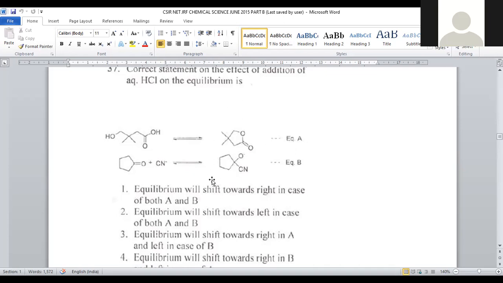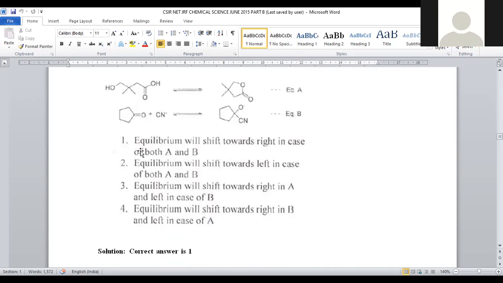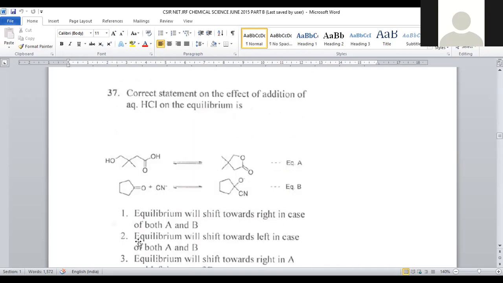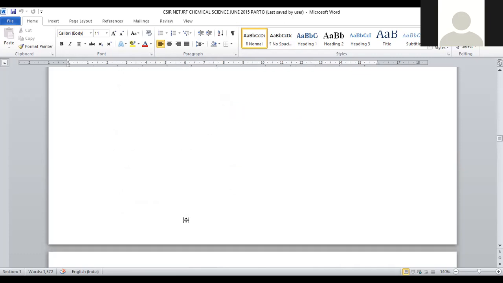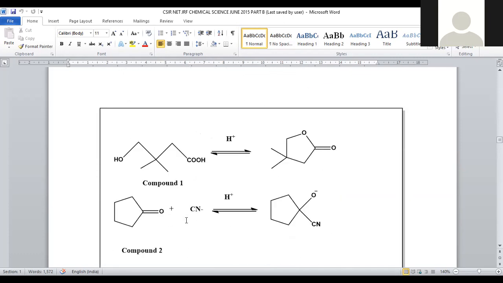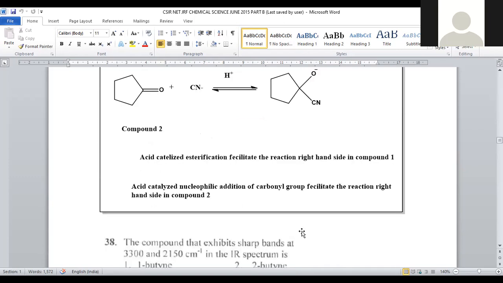the right hand side. In both the cases, acid will facilitate the rate of reaction so that product formation will be raised. Equilibrium will be shifted towards the right hand side in case A and B as well, right? That is provided in option number 1. For question number 37, option number 1 is the correct answer. Let us move on to the next one, about the reaction provided. We are taking two reactions where acid will facilitate the formation of the corresponding products, right?